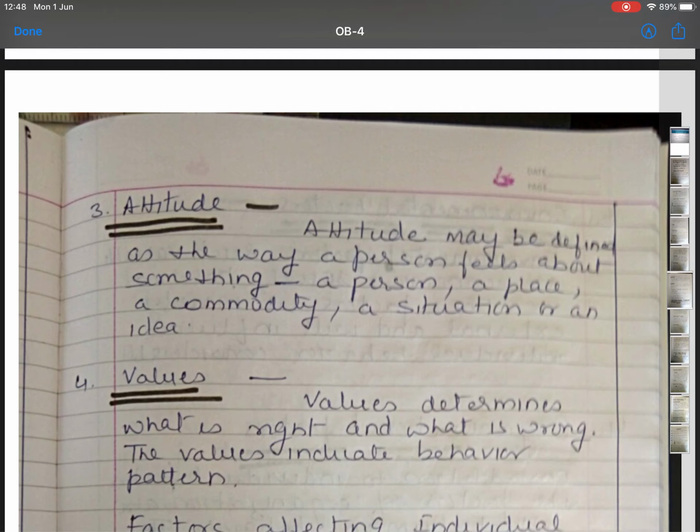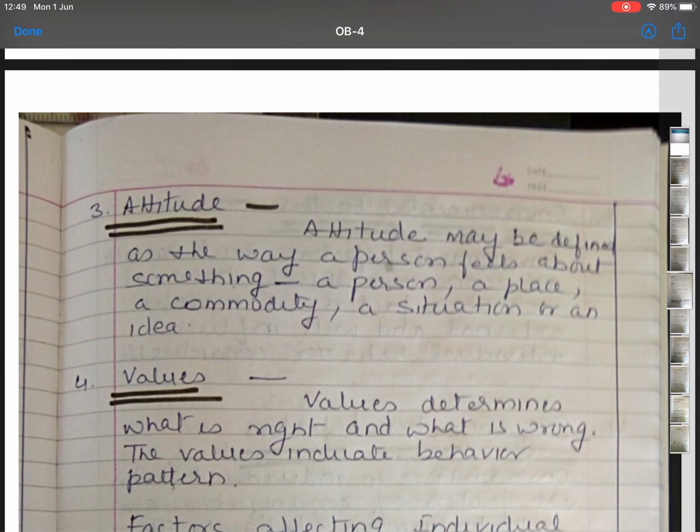For example, I like this color. So this is my attitude towards a particular color. Or I like this commodity. So this is my attitude towards a particular commodity.